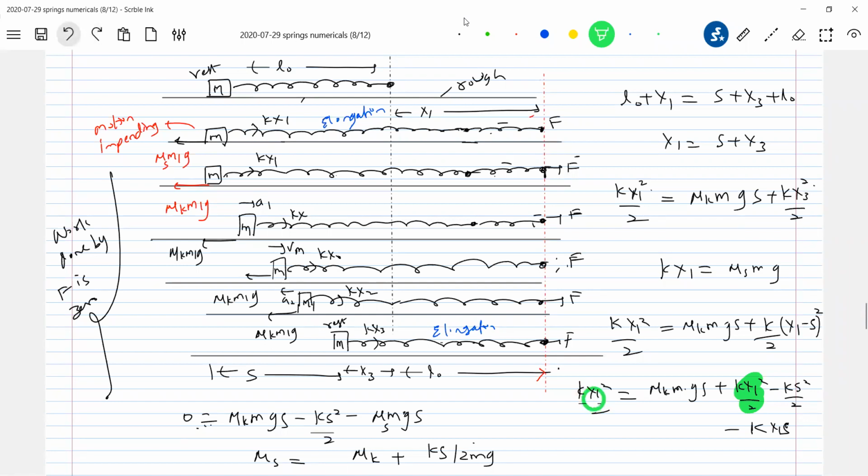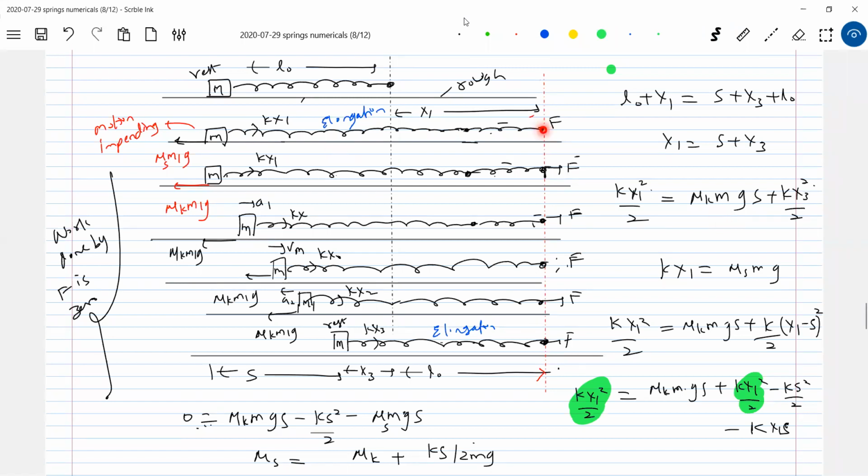Could you once explain how you got that equation, kx1 square by 2 is equal to mu k mgs plus kx3? Yes, look at this one. This equation? No, sir, the above one. Above one? Yes, sir. This one? Yes, sir, yes.